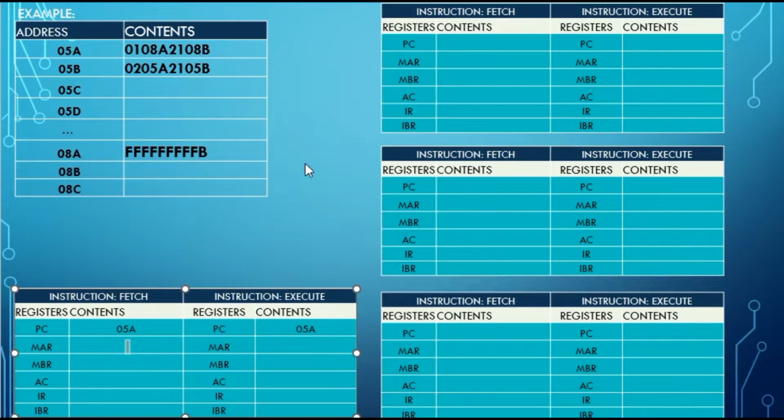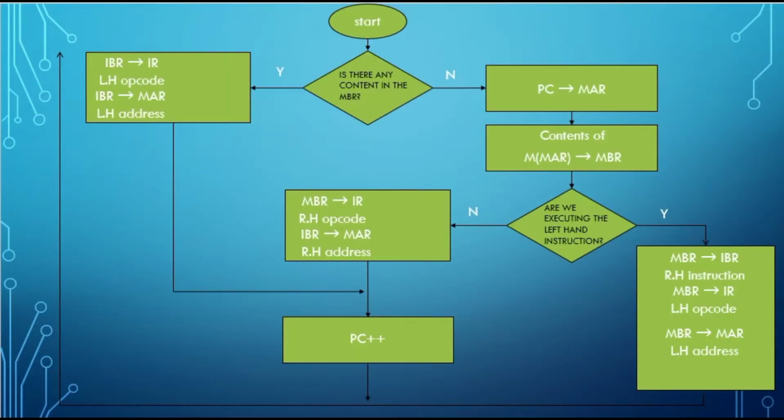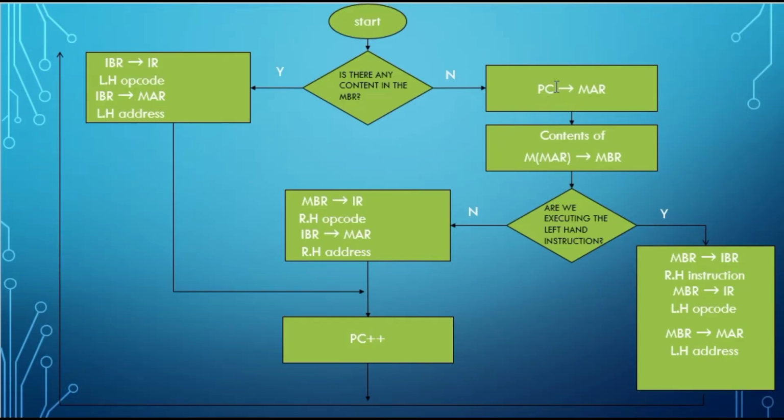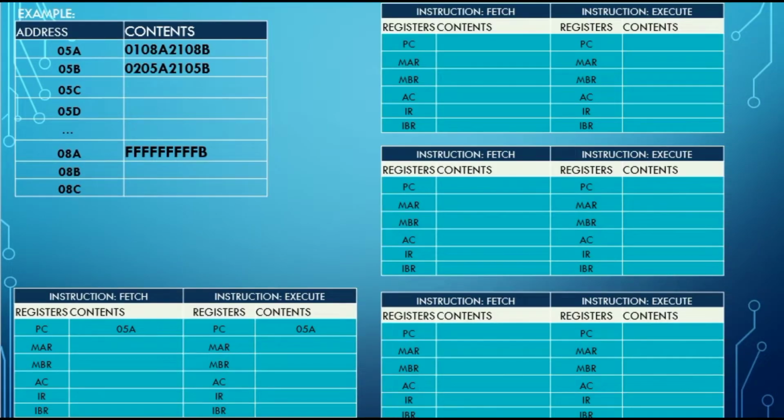So let's begin. We have this instruction here, which is 05A. And if we go to our flowchart, it says, is there any content in the memory buffer register? So let's go back and check. There is no content in the memory buffer register. So if there's no content, we directly map everything that is in the PC into the memory address register. So we go here, and the memory address register is going to contain 05A, right?